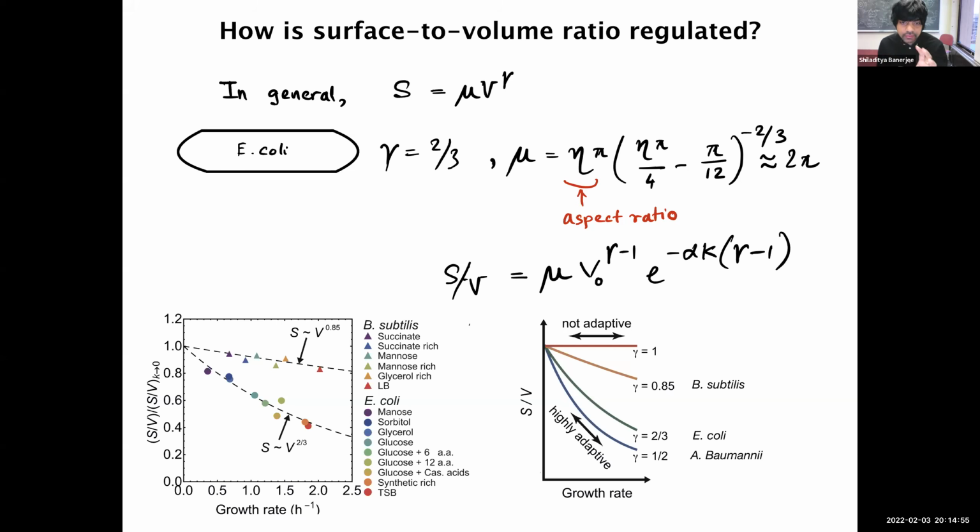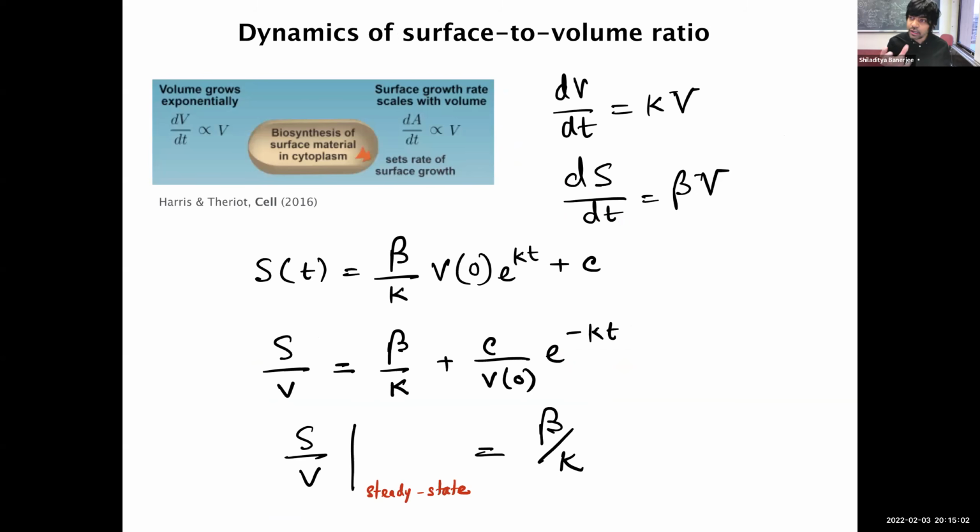So the question is, how is surface to volume ratio regulated? I just wanted to give you this simple model for how to think about it. And this is a paper written by Harris and Theriot, 2016. It's not our work, but the model for surface to volume ratio is also very similar to what we saw before.